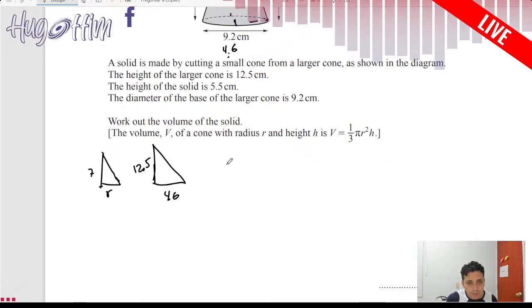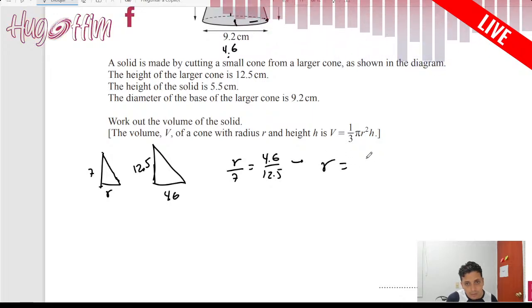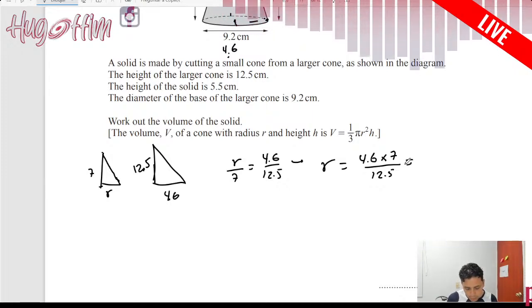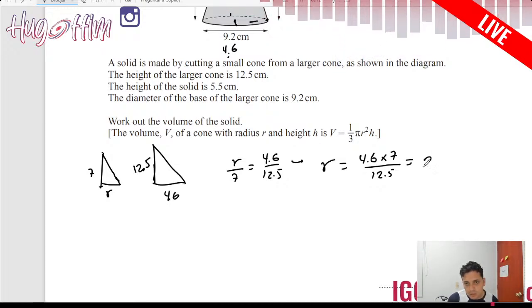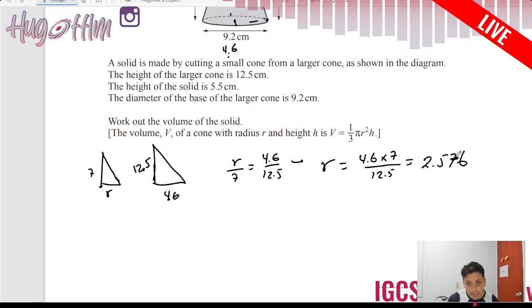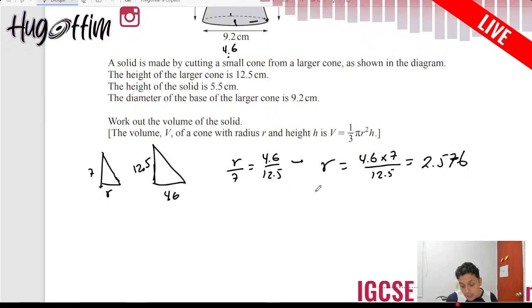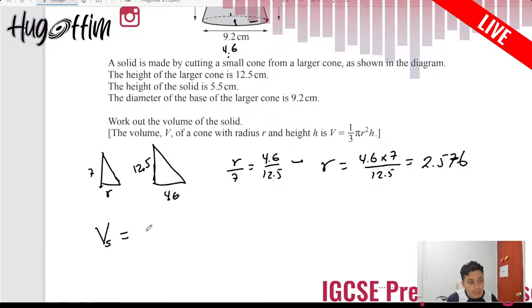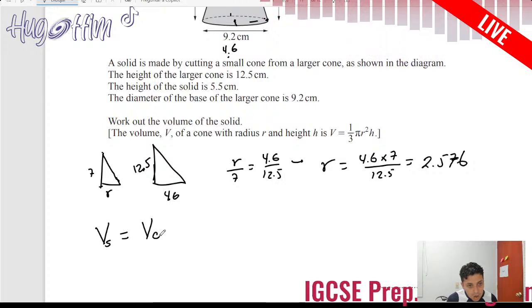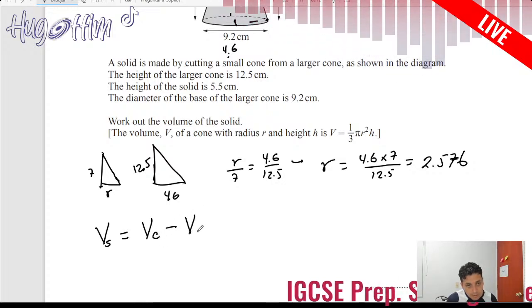Okay, so R over 7 equals 4.6 over 12.5. So R equals 4.6 times 7 over 12.5. 4.6 times 7 divided by 12.5 is 2.576. Okay, this is the small radius. Now, if I want to get the volume of the solid, just take volume of the cone minus volume of the small cone.